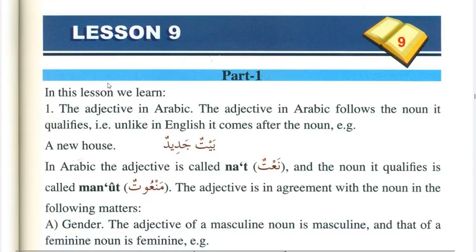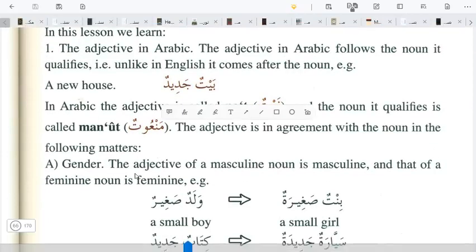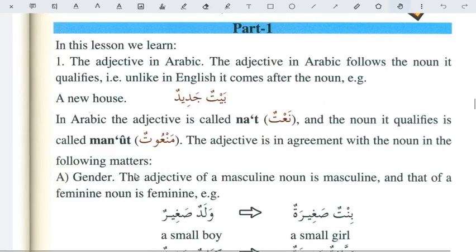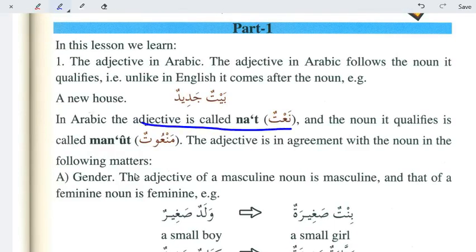Today we start lesson number 9 of the Medina book Duroosul Lughatil Arabiyyah. Today we are going to learn about Naat and Manoot. Adjective in Arabic is called Naat. So the first thing you need to remember: adjective in Arabic is known as Naat. This is the first point that you need to memorize.